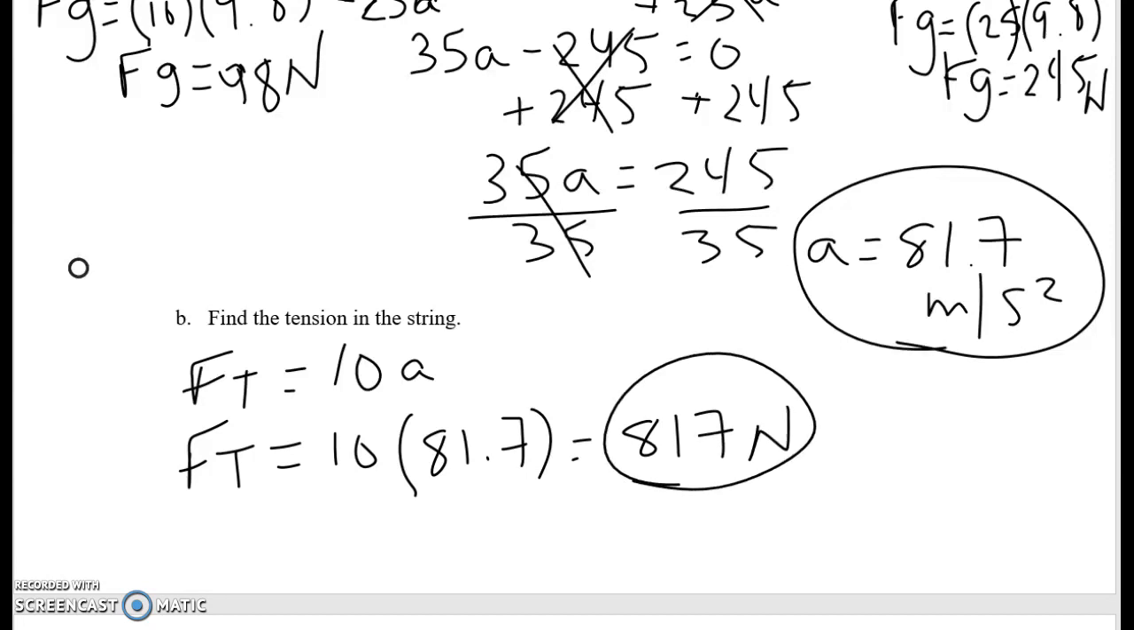Okay, so this is how you solve for the acceleration and the tension of a horizontal Atwood's machine. It's a little lengthy, but it can all be done using Newton's second law.